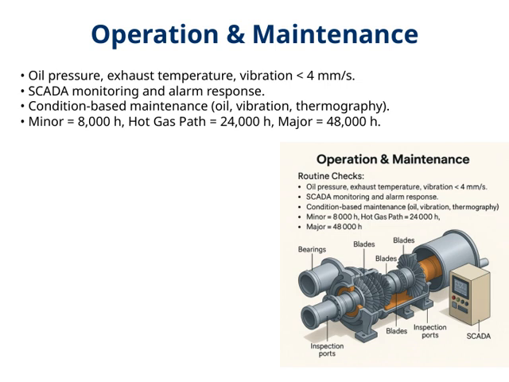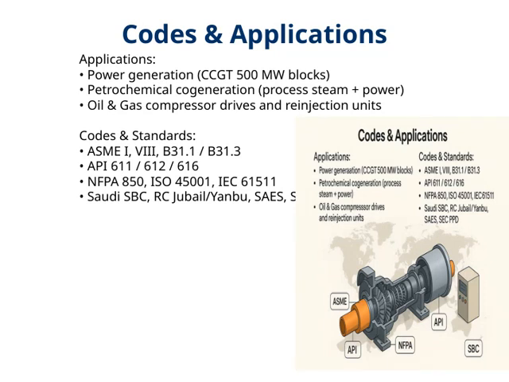By regularly checking oil quality, vibration patterns, and thermography, we can predict and prevent potential failures, rather than just reacting to them. Lastly, we have specific maintenance intervals: minor maintenance every 8,000 hours, hot gas path inspections at 24,000 hours, and major overhauls at 48,000 hours. These intervals are designed to maximize equipment lifespan and reliability, aligning with our overall goal of optimizing performance and minimizing downtime.